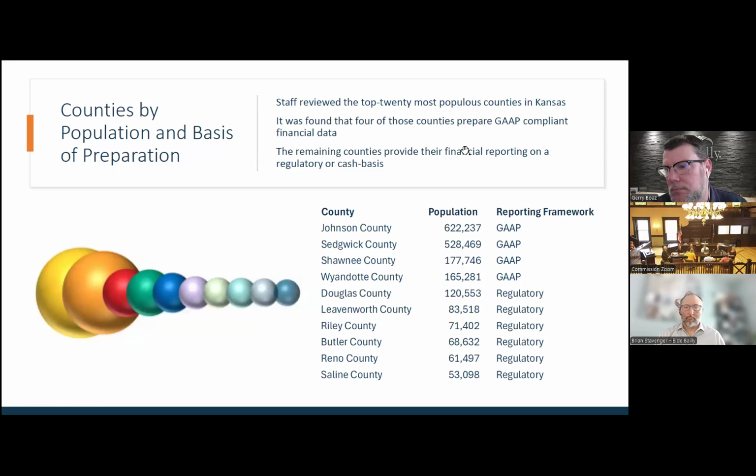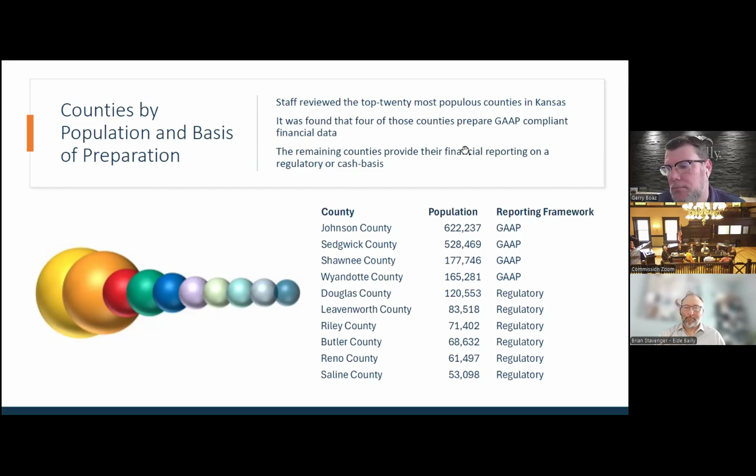Commissioners, we're going to get into some more local data on the next few slides. This slide shows the top 10 most populous counties in the state of Kansas, along with the framework used to complete their financial statements. 4 of the counties in the top 10 sampled utilized GAAP, and they're listed here. There is a clear line that begins with Douglas County for utilization of the cash basis method of accounting.